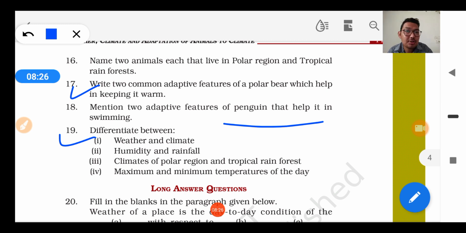And next is the climate of the polar region and tropical rainforest. In the polar region the temperature is very low, it is very cold. Okay. And in the tropical rainforest, it is a hot and humid climatic condition. Now, maximum and minimum temperature of the day indicate the highest and lowest temperature respectively for a particular day.